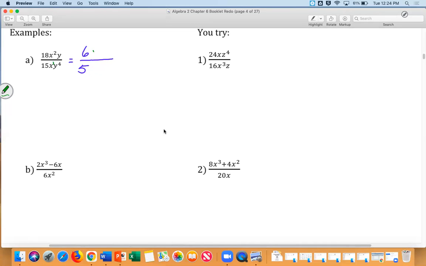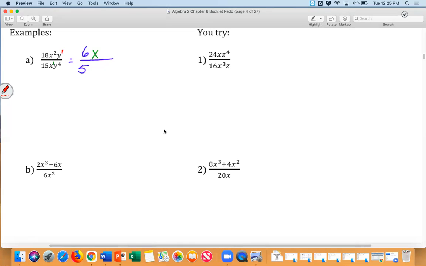2 minus 1. That's 1. Since it's positive, it's up top. If I subtracted the two numbers and got a negative number, that would mean it goes on the bottom. Okay? Now, if we look at y, I have 1 y on top and 4 on bottom. If I do 4 minus 1 or 1 minus 4, that's negative 3, and the negative 3 goes on bottom.